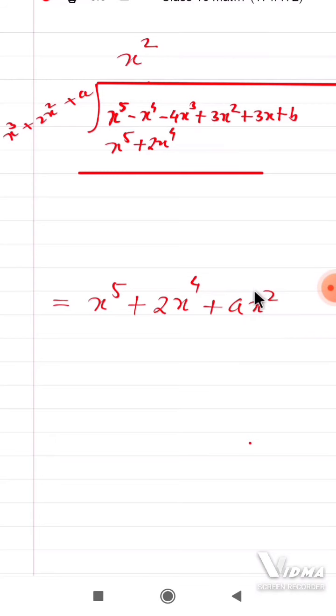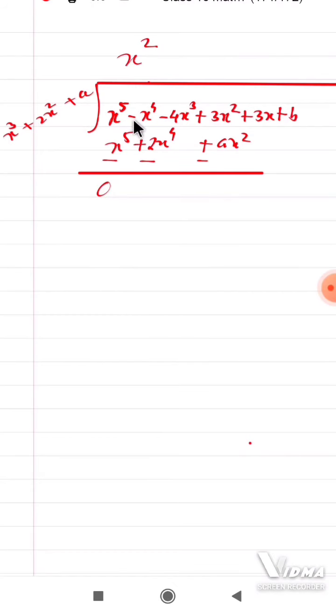We write plus ax² below the x² term, and we subtract these terms. When we subtract, the sign of each term changes. So x⁵ minus x⁵ is 0, and −x⁴ minus 2x⁴ gives −3x⁴. The −4x³ stays as it is because there is nothing to subtract. Next, 3x² minus ax².